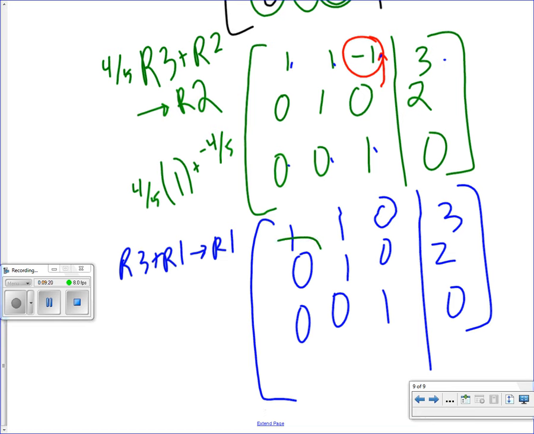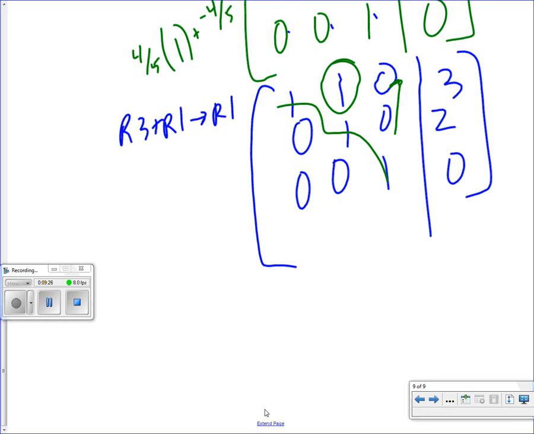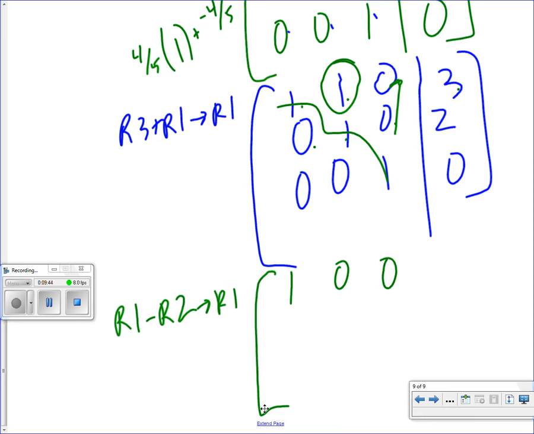Okay, we've gone down the staircase. We've gone back up the staircase. We've got one value left. We want to turn that 1 into a 0. I can take row 1, subtract row 2. And that'll give me that 0 right there. Put the answer in row 1. So 1 minus 0 is 1. 1 minus 1 is 0. 0 minus 0, 0. 3 minus 2, 1. Other rows don't change.